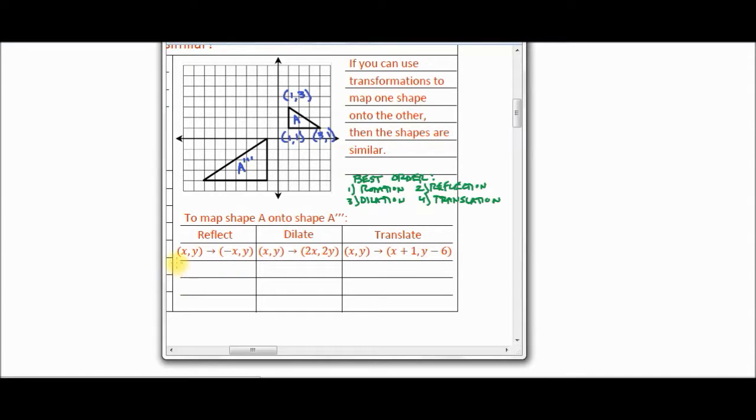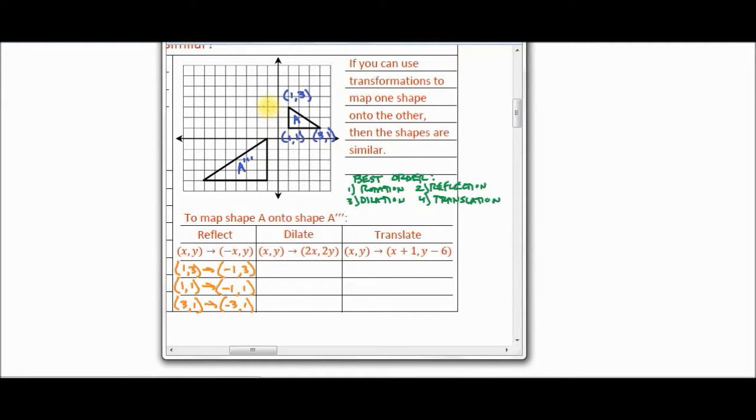And that means our original point is going to change to our new point. So our original point, let's try the first one, was 1, 3. That's going to change to -1, 3 based on this transformation. And I've got 1, 1. That's going to change to -1, 1. And I've got 3, 1, and that's going to change to -3, 1. So let's go ahead and do that.